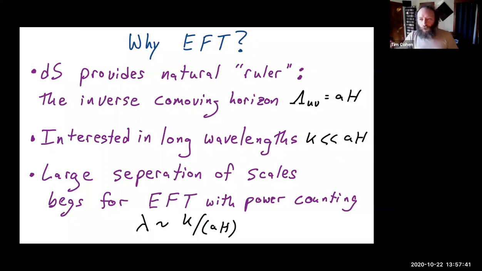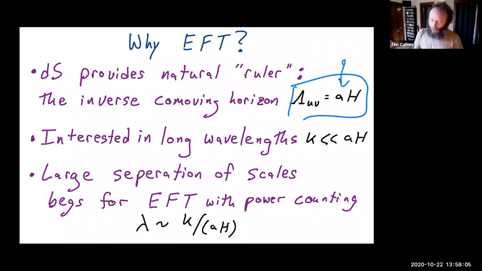Great. So where should we start? Well, we need a scale, right? EFT is all about some kind of expansion in terms of a ratio of scales. And in dS, there's an obvious scale, which is the inverse comoving horizon. So for us, the UV scale is going to be set by aH, okay? Now, this is a little funny because of course, a depends on time. We're not used to our scales being time dependent, okay?